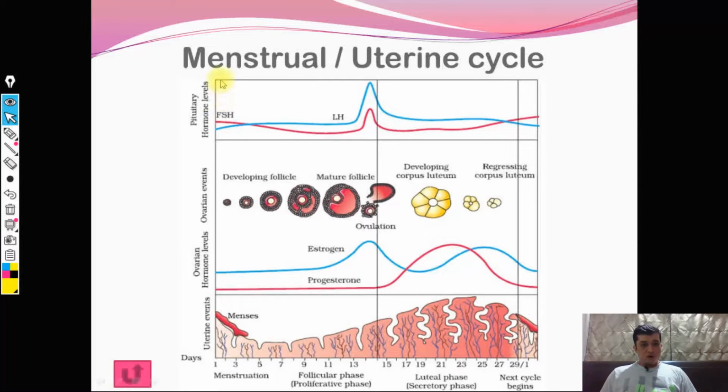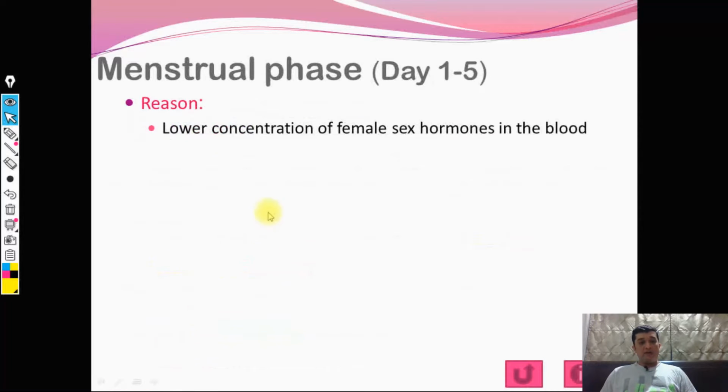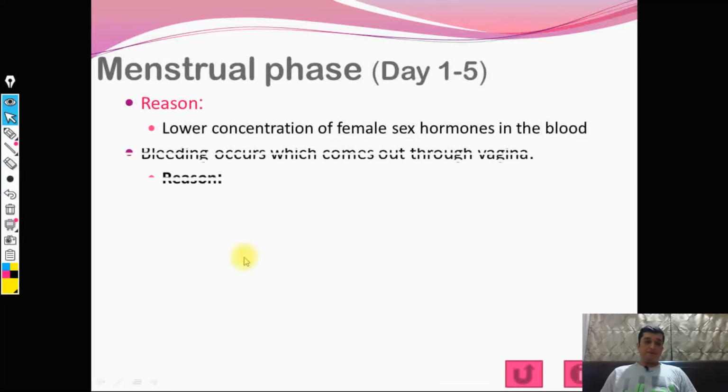The reason is that gonadotropin releasing hormone just starts stimulating the FSH release from the anterior pituitary. That is the reason why FSH is slightly higher. It is not that high, but still the levels are higher. But why is there a breaking down of the endometrial lining? The reason is the lowest level of estrogen and progesterone. Why they are low, we will also try to understand, but these are the changes I mentioned in this slide that I tried to correlate. So, the reason is the lower concentration of female sex hormones in the blood.